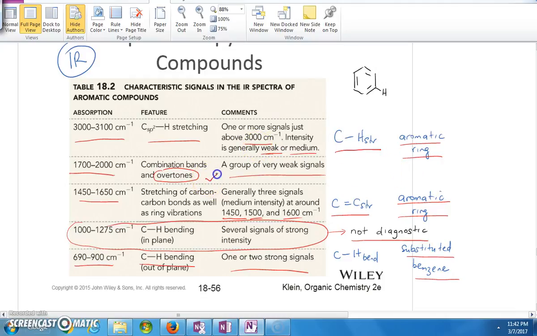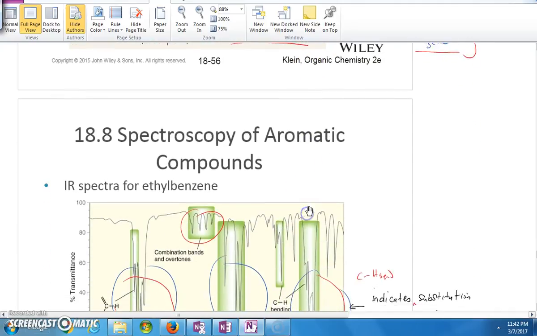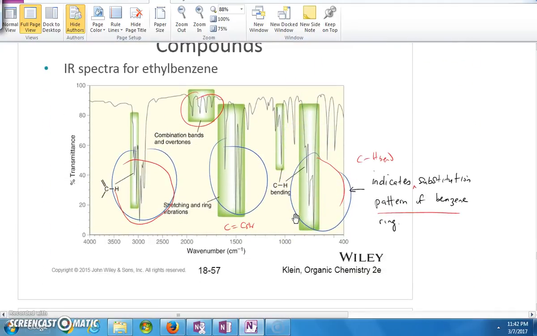We have overtones between 1700 and 2000 reciprocal centimeters. Then we have the carbon-carbon double bond stretch at 1450, 1500, and 1600 respectively. And then we have the CH bend, which is characteristic of substituted benzenes, between 690 and 900 reciprocal centimeters. And this is just a typical infrared spectrum showing the diagnostic peaks.